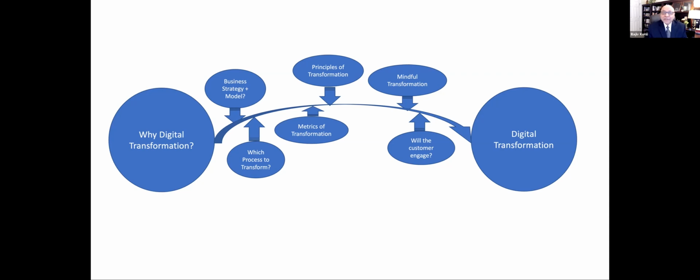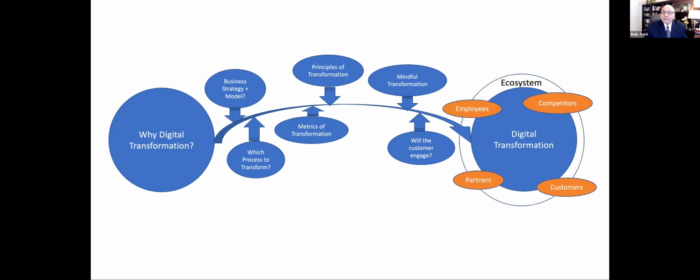But importantly, we talked about how digital transformation exists in an ecosystem. So a firm is not an island. We work with our partners. We work with our competitors sometimes, called co-opetition. We work with our customers, of course. And most importantly, we engage our employees, because it's their talent that will lead to digital transformation.